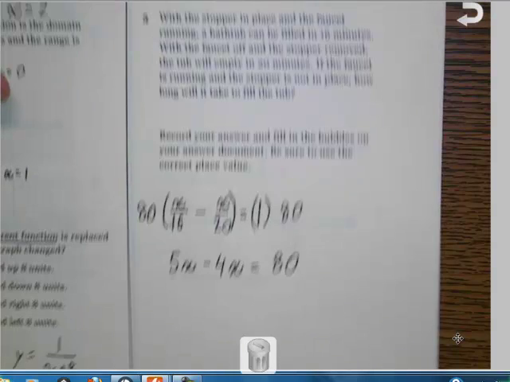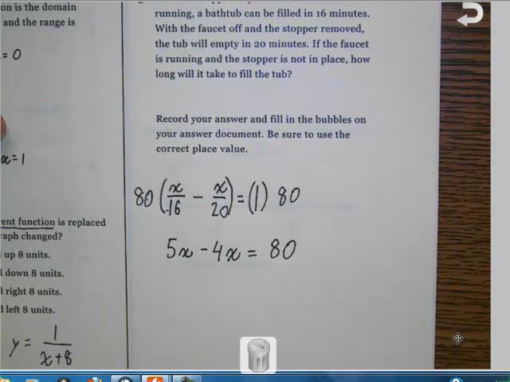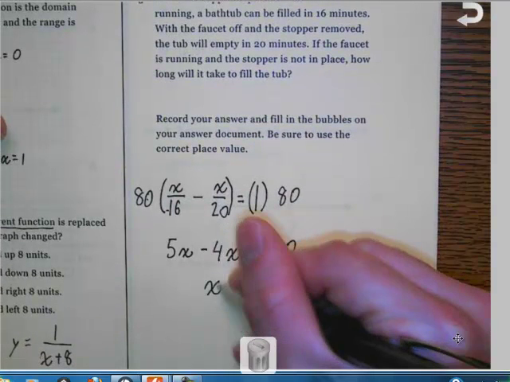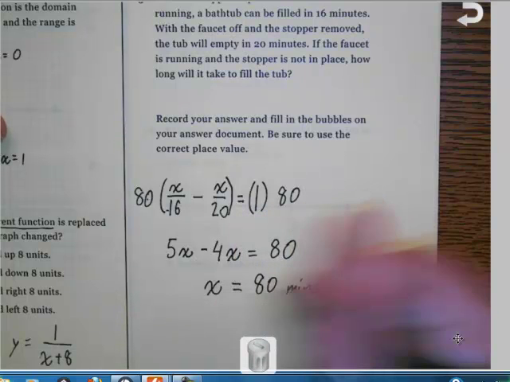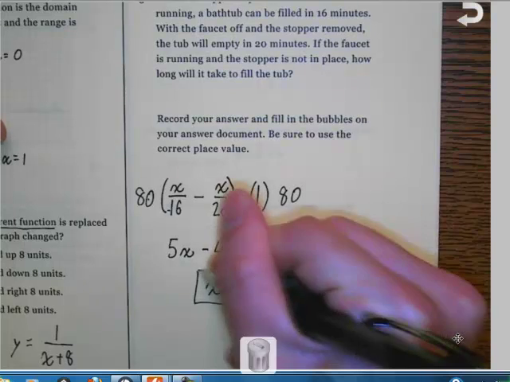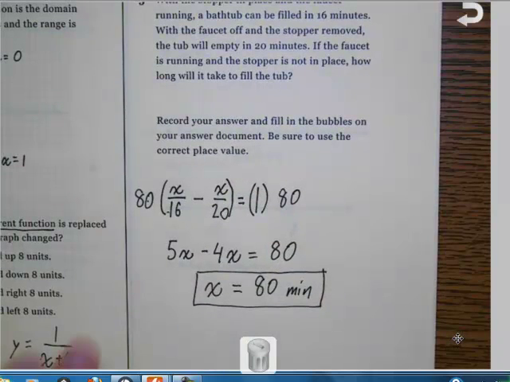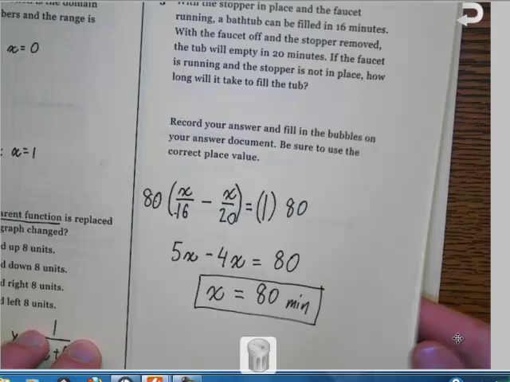And then, of course, 5x minus 4x is equal to 80. Combine your like terms, and you find that your time x is equal to 80 minutes. And that's it for that one. And so let's take a look at the second page before bringing this video to a stop.